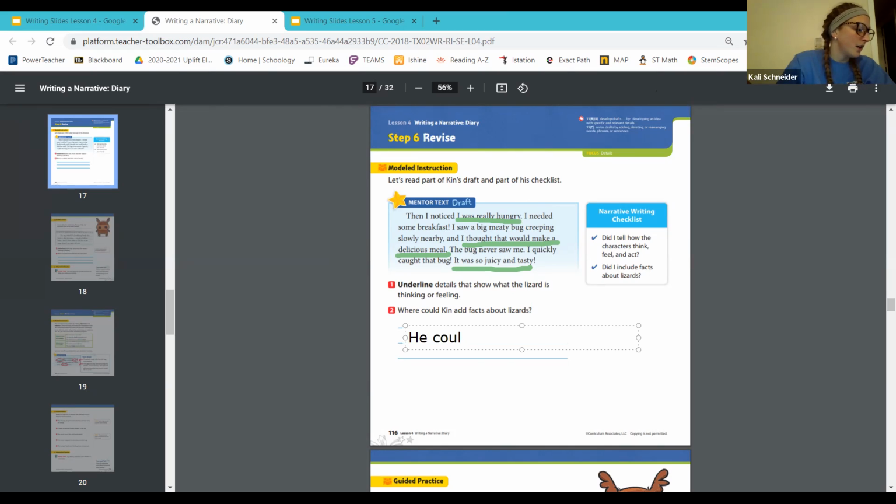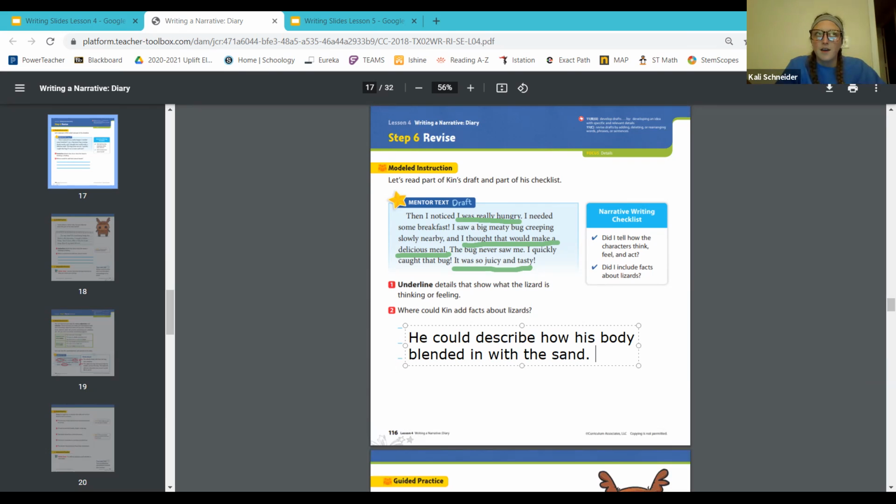he could describe, oops, I spelled could wrong. He could describe how his body blended, sorry, not bended, blended, because that's a fact. It blends in with the sand. So he can describe how his body blended in with the sand because the bug never saw him because he blended in. And he's eating, right?